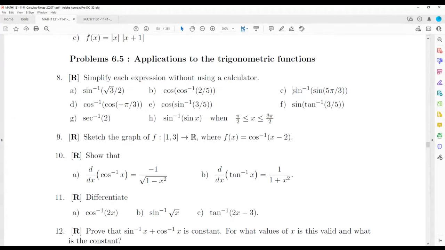Now, when students see a question like C, the temptation is to say, oh, sine inverse and sine cancel each other out. But they don't, because 5 pi on 3 is not between negative pi on 2 and pi on 2. So it's important that you think about the domain and the range of these sine inverse and sine functions. So let's have a look at that and see how we can work our way through it.